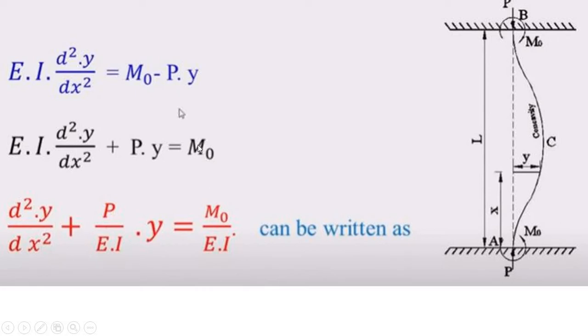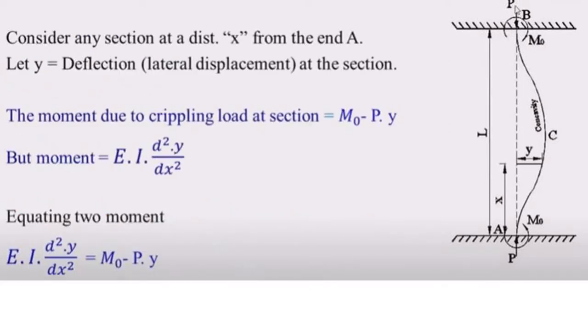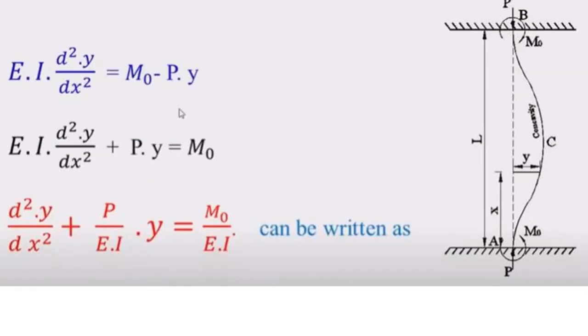All these steps are quite similar to what we did in the case of columns with both ends hinged. The main difference comes in the case of the moment due to the crippling load. Rest of the steps are almost similar. Now dividing this equation by EI, you will get d square y by dx square plus P by EI into y, which is equal to M0 divided by EI.